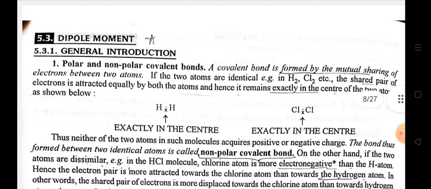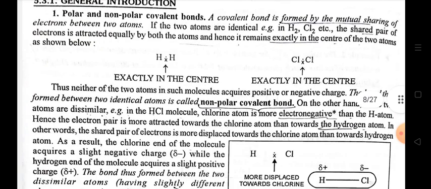Dipole moment. General introduction. Polar and non-polar covalent bond. A covalent bond is formed by the mutual sharing of electrons between two atoms. If the two atoms are identical, as in H2, Cl2, etc., the shared pair of electrons is attracted equally by both atoms and hence remains exactly in the center of the two atoms, as shown below. Thus, neither of the two atoms in such a molecule acquires a positive or negative charge. The bond thus formed between two identical atoms is called a non-polar covalent bond.